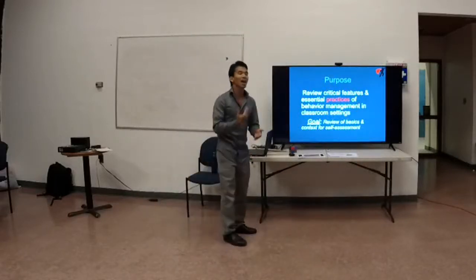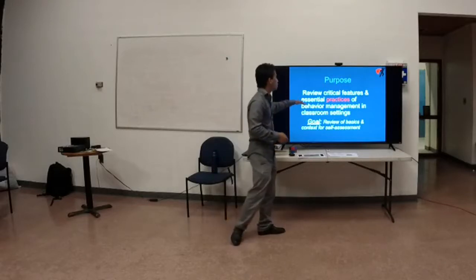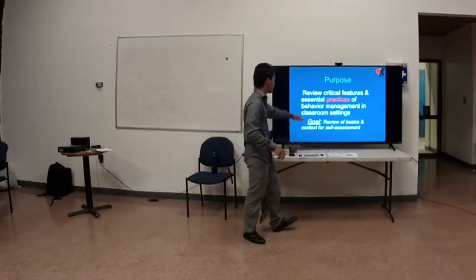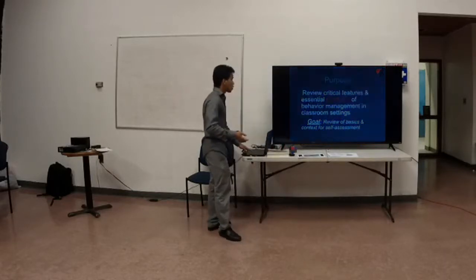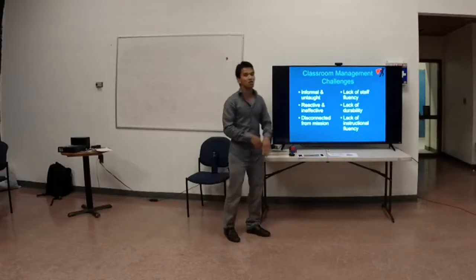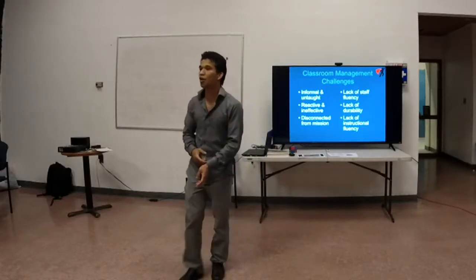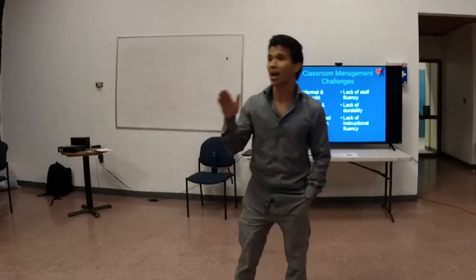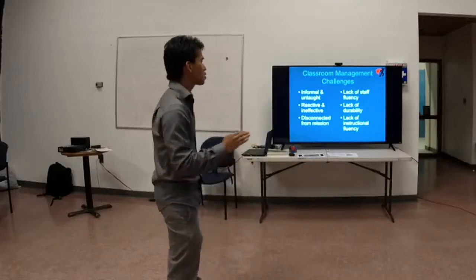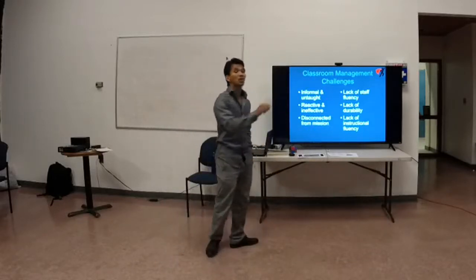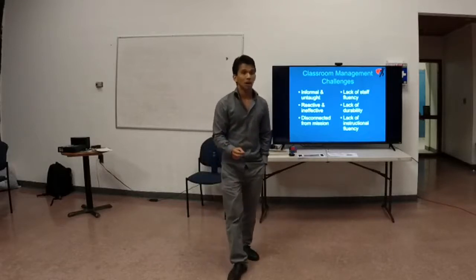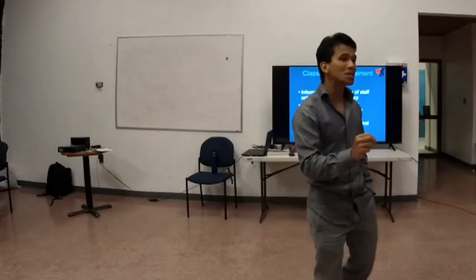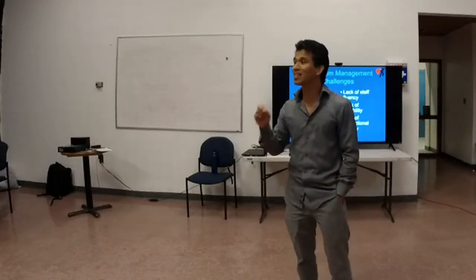So, here it is, right? In classroom management, PBIS, we want to review the critical features and essential practices of behavior management in classroom setting. I kind of already stated that. So, here are the challenges behind classroom management. And here are the challenges that you will find in schools. And here are often the challenges even at higher ground. The reason why most classrooms get out of control is not really because of the kids. I want to really frame that to you guys, and I want to repeat that. The reason classrooms are usually out of control is not really because of the kids.